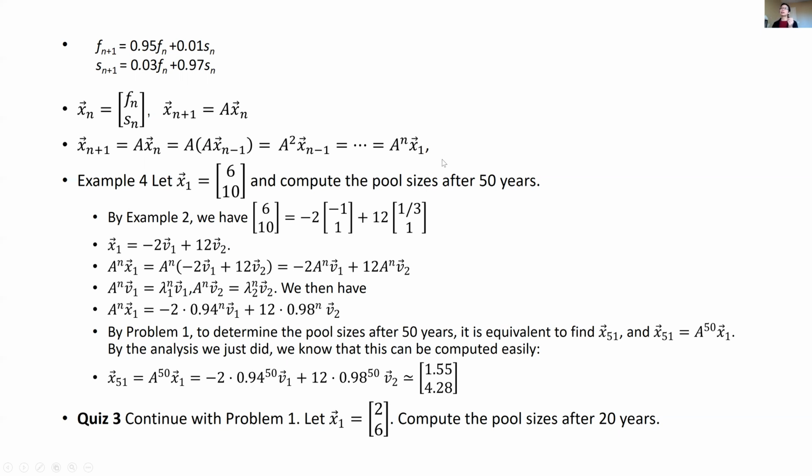And so next, how do we use that eigenvalue and eigenvector? In example 4, we're going to set x1 to be 6 and 10. That means initially you have a fast pool of size 6 and a slow pool of size 10. Then by example 2, in that linear system, that's why we talk about the linear system here, we know that this vector is equal to -2 times this vector plus 12 times this vector. I want to remind you that these two vectors are actually eigenvectors of the matrix A, right? So look at that.